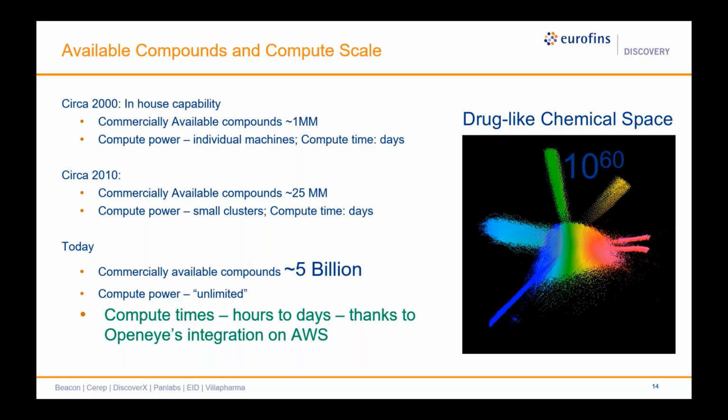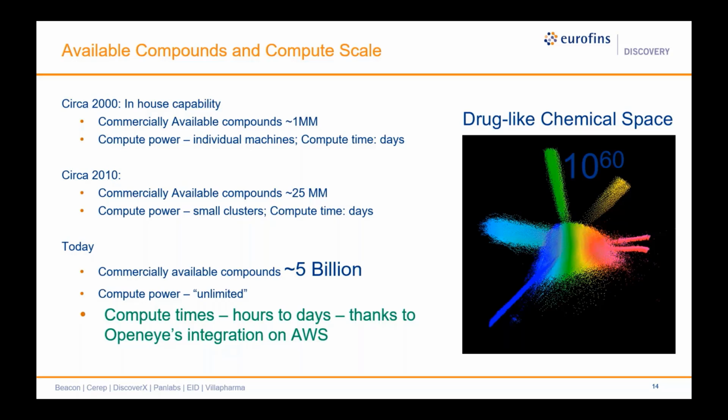The interesting thing was that the docking experiment and the small molecule comparison experiment, this 3D shape and chemical feature comparisons, took about the same time in those days as well. So again, days to go through 25 million compounds. Jump forward another decade. Now the commercially available compounds are approaching 5 billion.